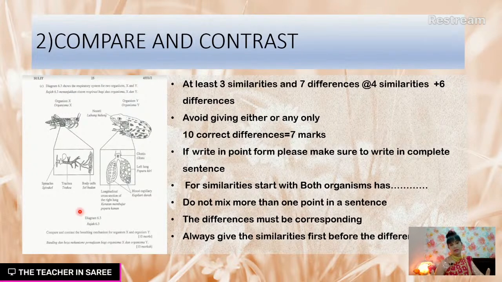You cannot get the full marks. I'm so sorry to say this, to break this unpleasant news to you. But even though you give all 7 correct differences, you will never get full marks. All you will get is only the maximum marks allocated for the differences, depending on the marking scheme. Right? So avoid doing that.